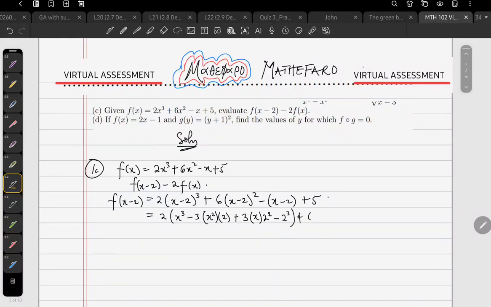But this is plus 6 times x squared minus 4x plus 4. And here we have minus x plus 2 plus 5. Hopefully I won't make mistakes in simplification. So this is 2 into bracket x cubed minus 6x squared plus 12x minus 8. Then we have plus 6x squared minus 24x plus 24 and minus x plus 7.